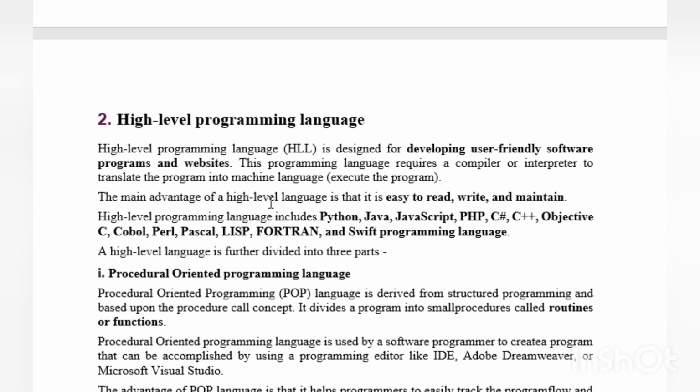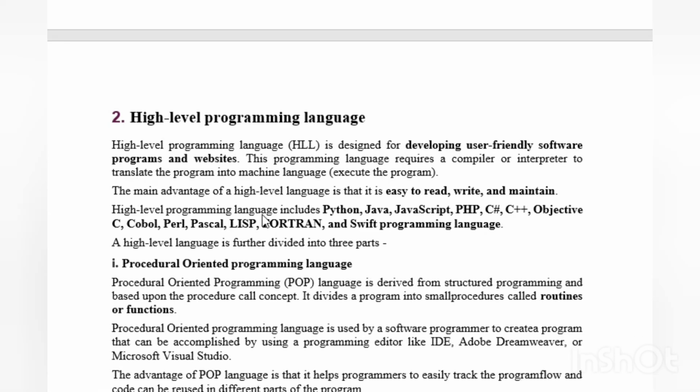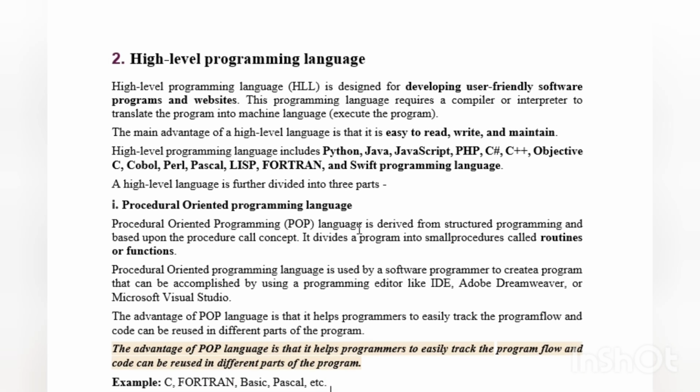Next we have is high level programming language. High level programming language is designed for developing user-friendly software programs and websites. This programming language requires a compiler or interpreter to translate the programs into machine-level language or execute the program. The main advantage of high-level language is that it is easy to read, write, and maintain. For example, Python, Java, JavaScript, PHP, etc.